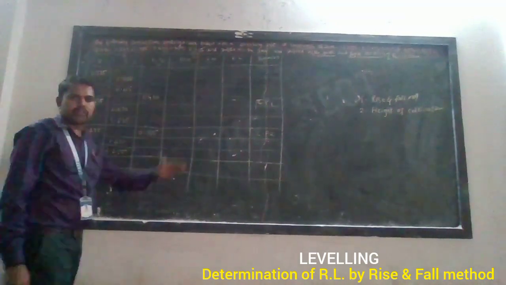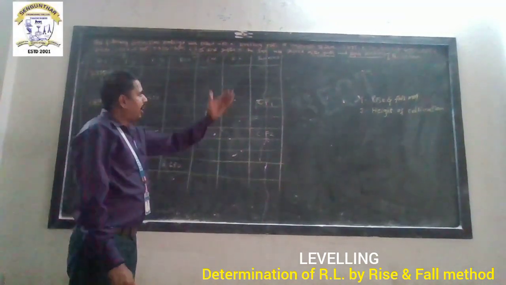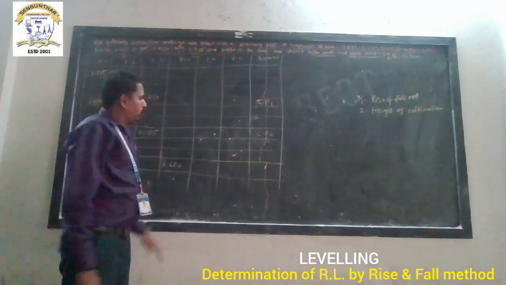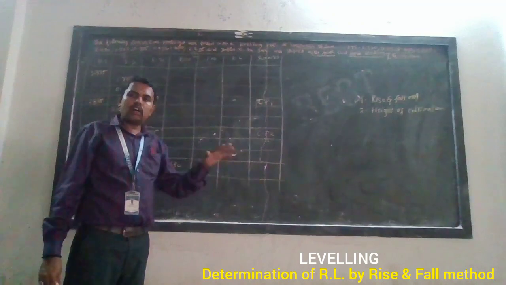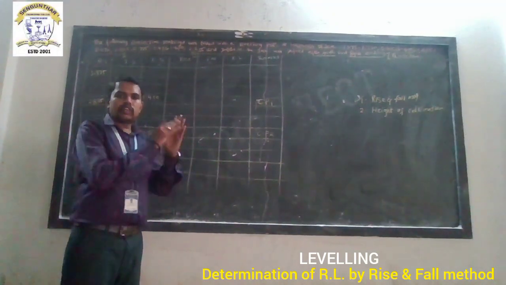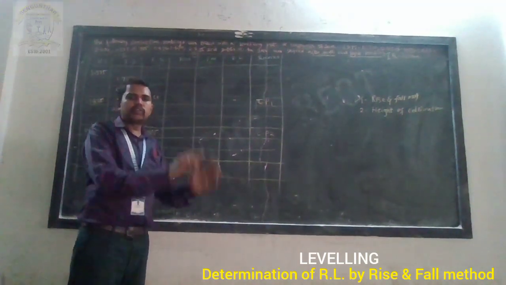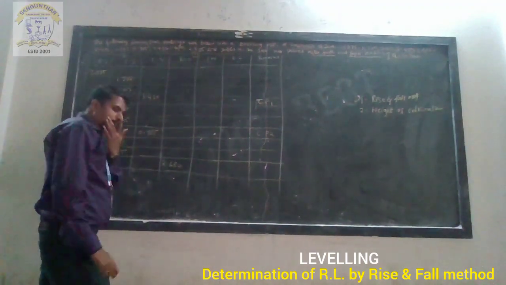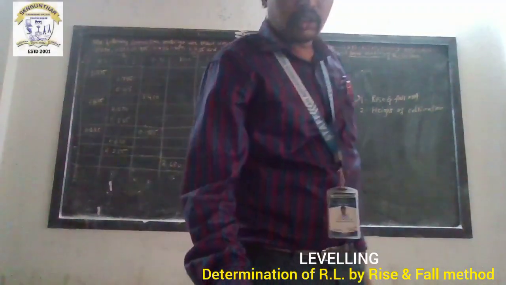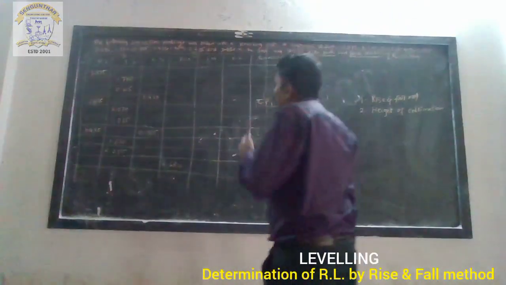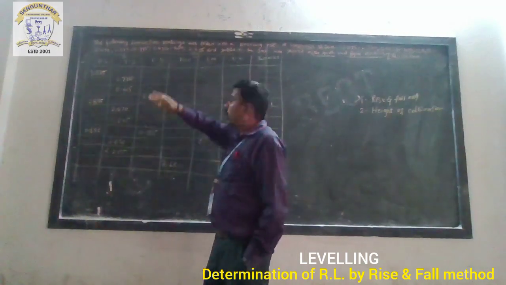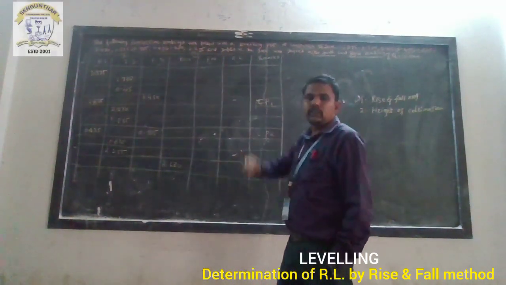This is the procedure for writing the observations in the tabular format in the rise and fall method. In the rise and fall method or the height of collimation method, whatever the method, this is the procedure for writing the values in the tabular format. After that, we are going to find out the rise and fall.